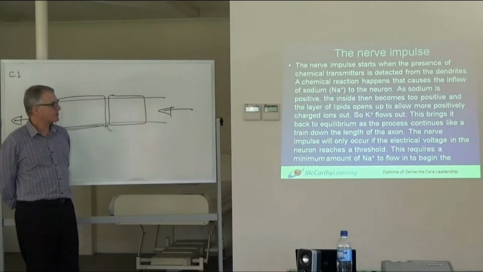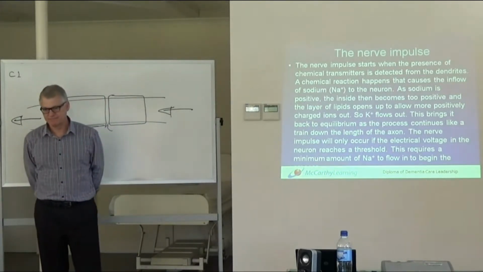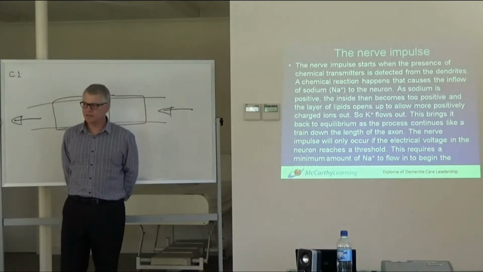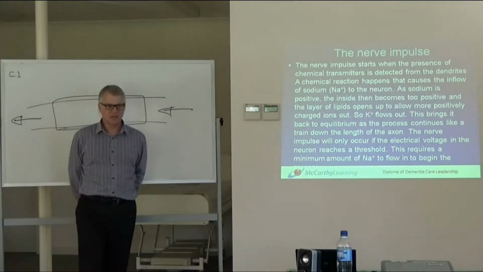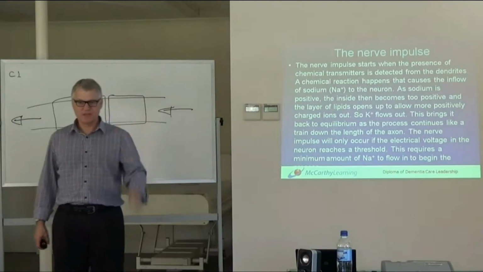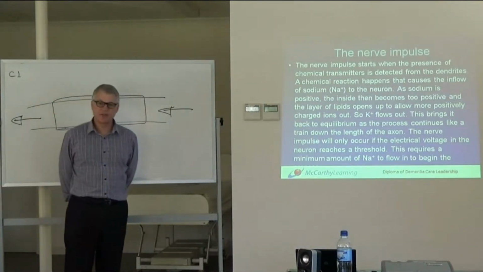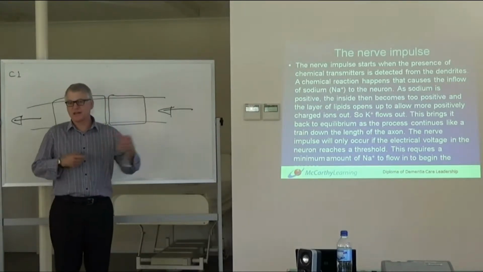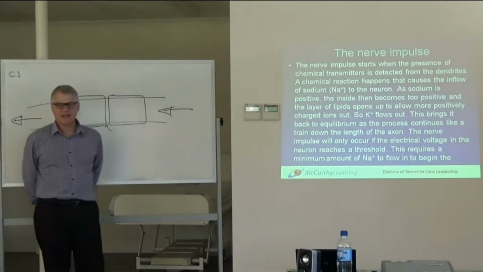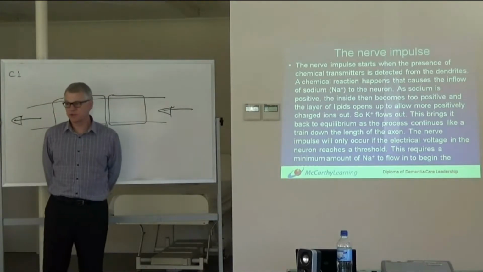The nerve impulse starts when the presence of chemical transmitters is detected from the dendrites. The chemicals are positively or negatively charged, so they have a little electrical charge associated with them. Those little chemicals are electrically charged, therefore they help to generate the electrical impulse that moves down the axon. The chemical reaction causes the inflow of sodium, which is positively charged.